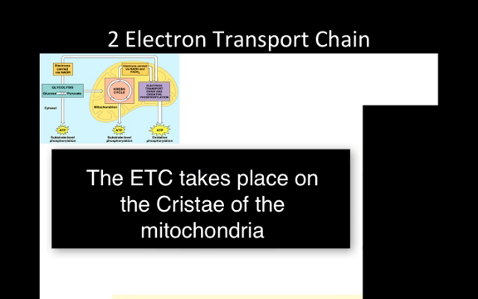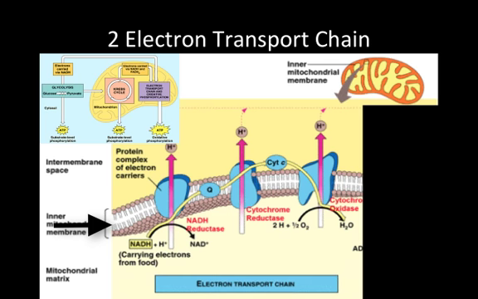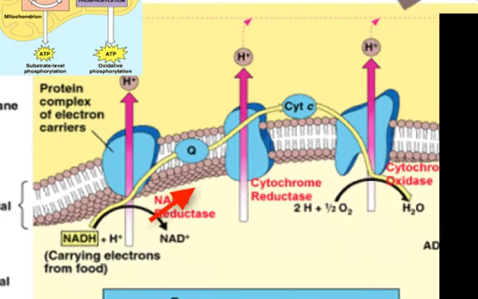This process takes place on the cristae of the mitochondria. That's the inner membrane of the mitochondria. Here you're going to see the phospholipid bilayer of the cristae, and embedded in it are enzymes that will transport electrons from one place to another. Hence, it's called the electron transport chain. The names of the enzymes are not important at this point, but what they're doing is important.